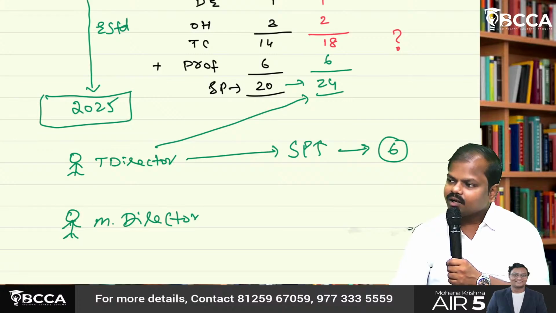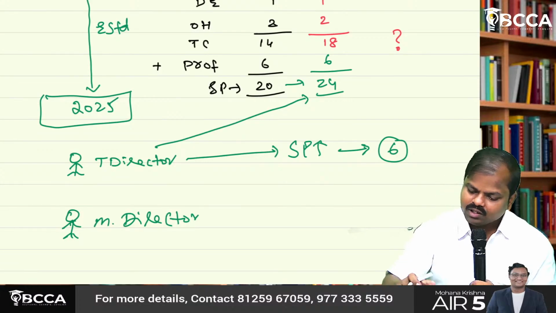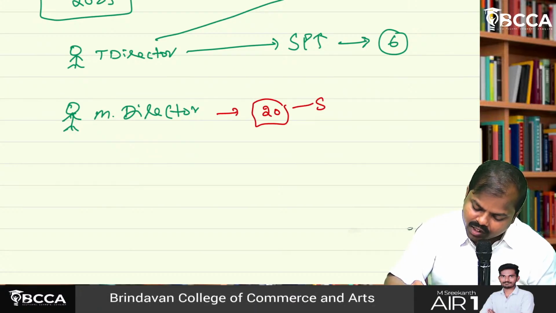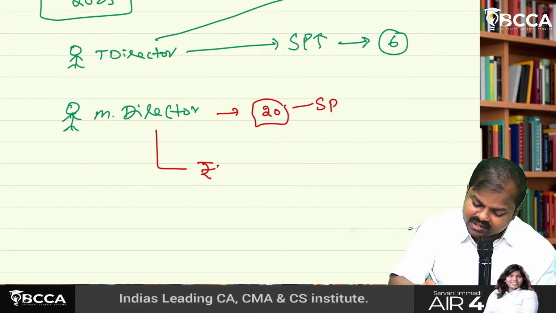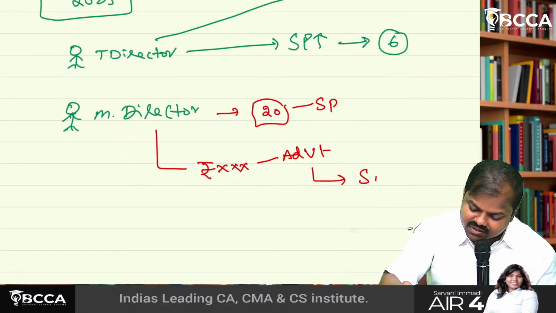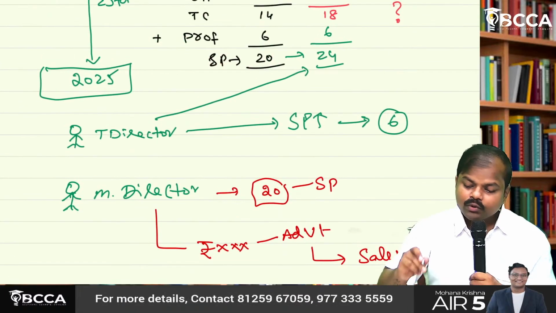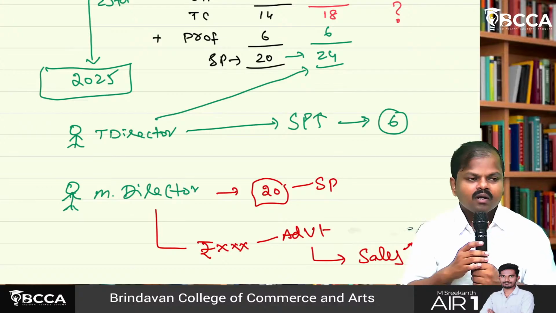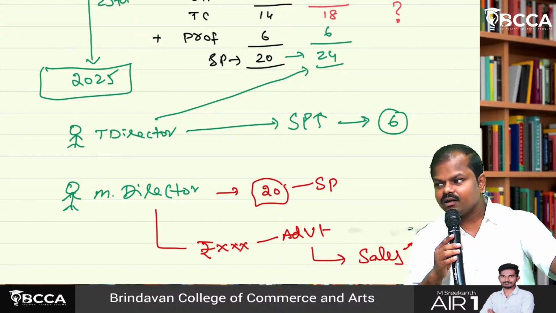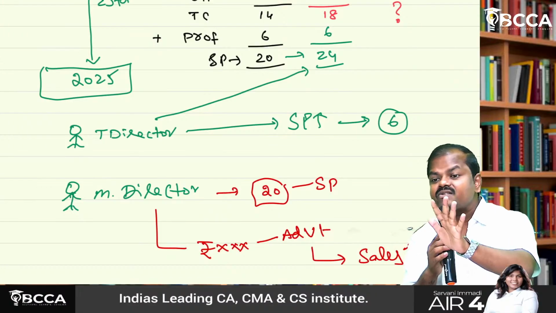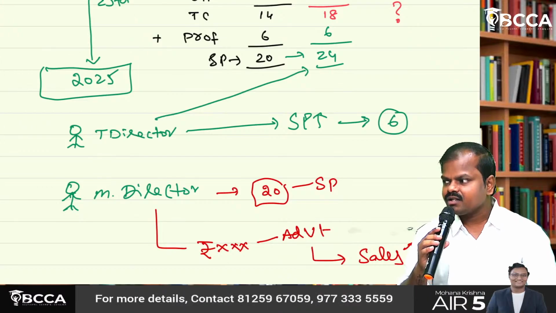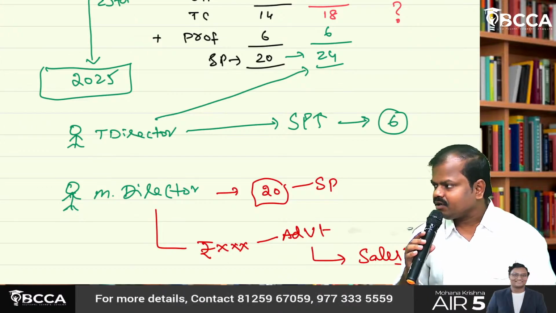It means the marketing director told that you should maintain the 20 rupees selling price only. Please invest a certain amount in advertisement to improve the sales, then it will be balanced. Is the technical director correct? Is the marketing director correct? Don't tell like that. Based on the scenario, based on the data, it will change. Sometimes the technical director might be correct. In some situations the marketing director's opinion is correct.